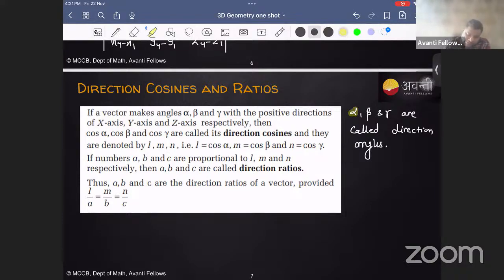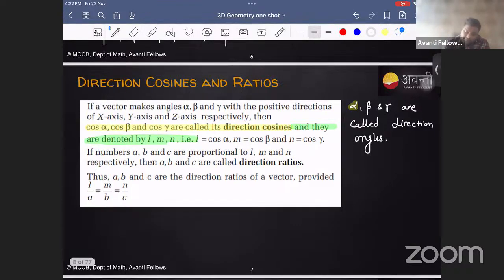And these cos alpha, cos beta, cos gamma are called direction cosines. And they are denoted by L, M, N. This L, M, N is a very standard term for direction cosines. There's no substitute to it. So cos alpha, cos beta, cos gamma are the direction cosines, and they are denoted by L, M and N. Am I clear?